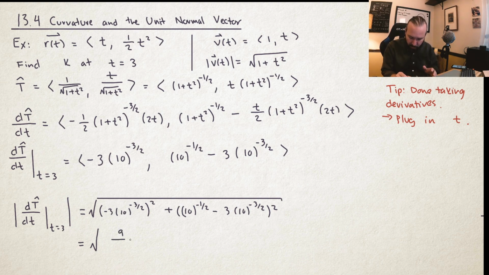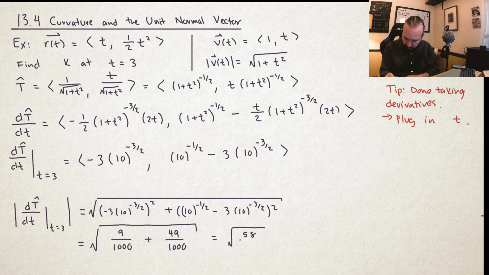So I got 9 over 1,000. And I simplified this. When you FOIL this out, there's actually a lot of simplifying that happens. And I ended up with 49 over 1,000. So this is just going to be the square root of 58 over 1,000. You know, this can simplify, but I'm just going to leave it as a number. The point is, what does Professor Grondel say? That's a number, so that's an answer.